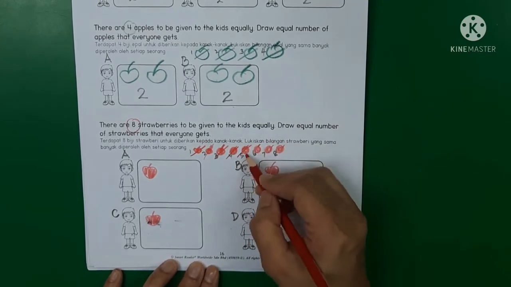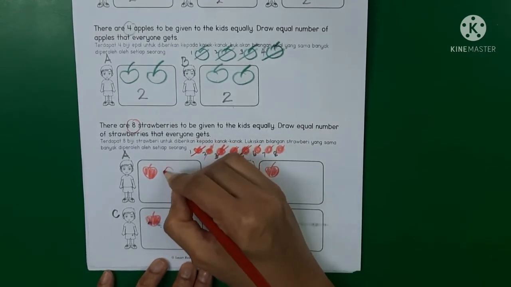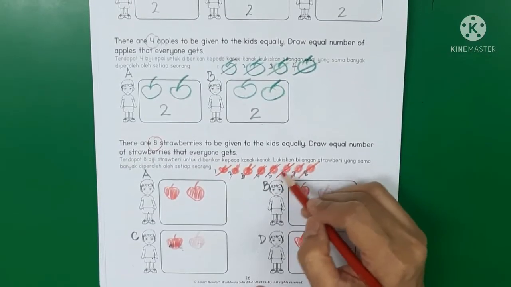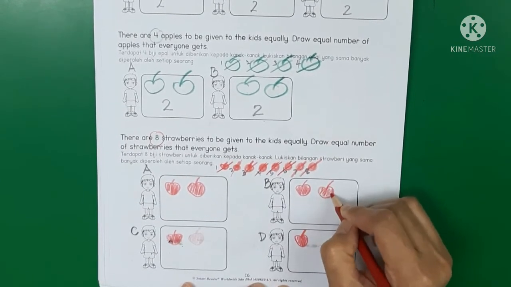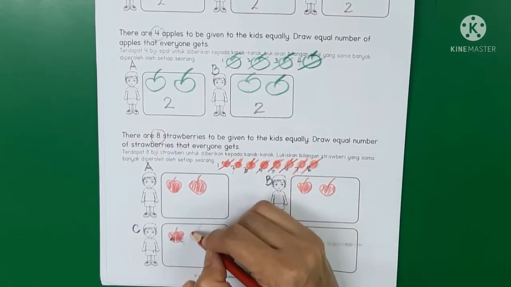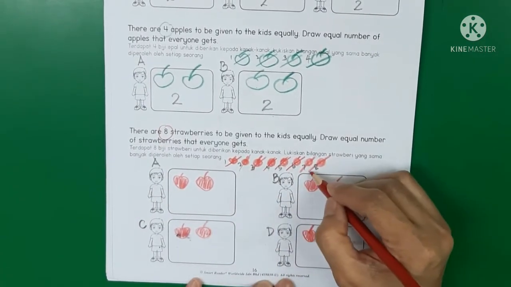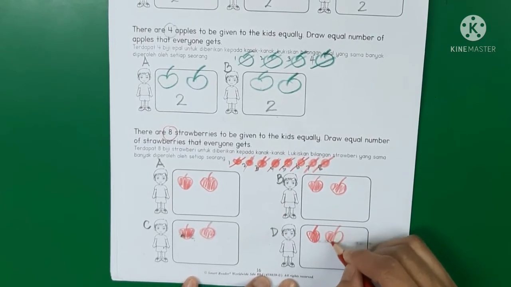The fifth strawberry, who do we give it to now? A. Give it to A again. There you go. The sixth strawberry will give it to student B. The seventh strawberry will give it to student C. And the eighth strawberry will give it to student D.